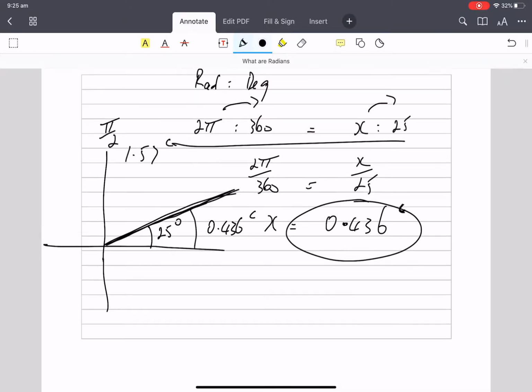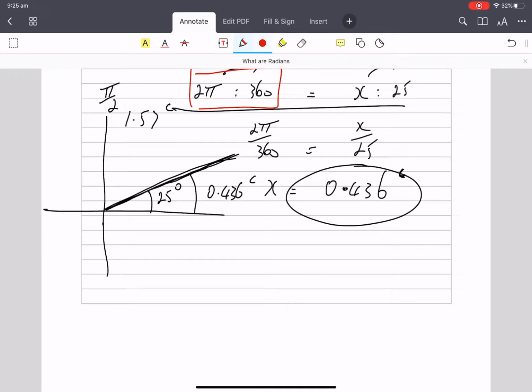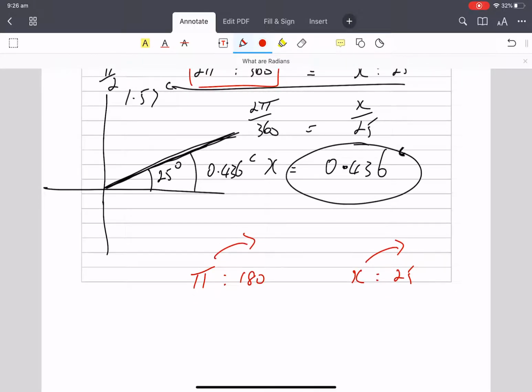I should draw your attention to this starting ratio. It would work the same if you said pi radians is the same as 180 degrees. How many radians is 25 degrees? It doesn't matter what your starting ratio is, you still get the same answer. Okay.